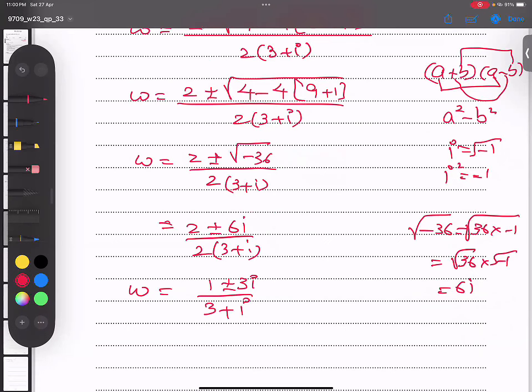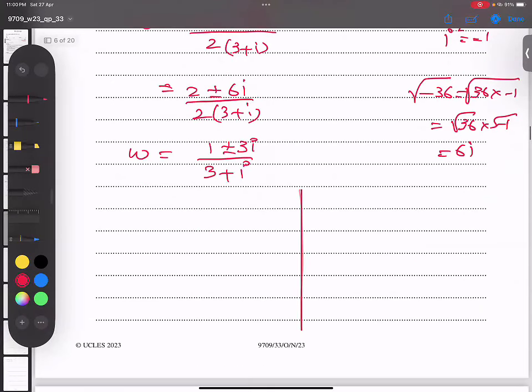And let me recheck finally. 2 threes are 6 and 2 threes. Okay. And now I can split them. 1 times 1 plus 3 iota over 3 plus iota, and 1 times 1 minus 3 iota over 3 plus iota. Okay. 2 ones are 2, 2 threes are, and 2 ones are 2. Okay. So students, let's complete.